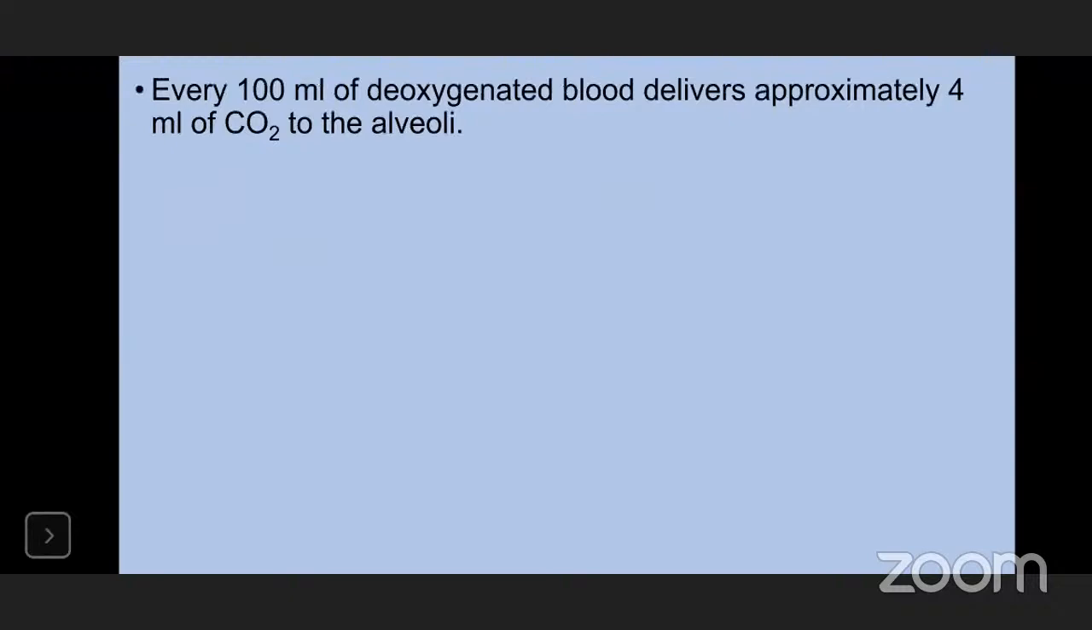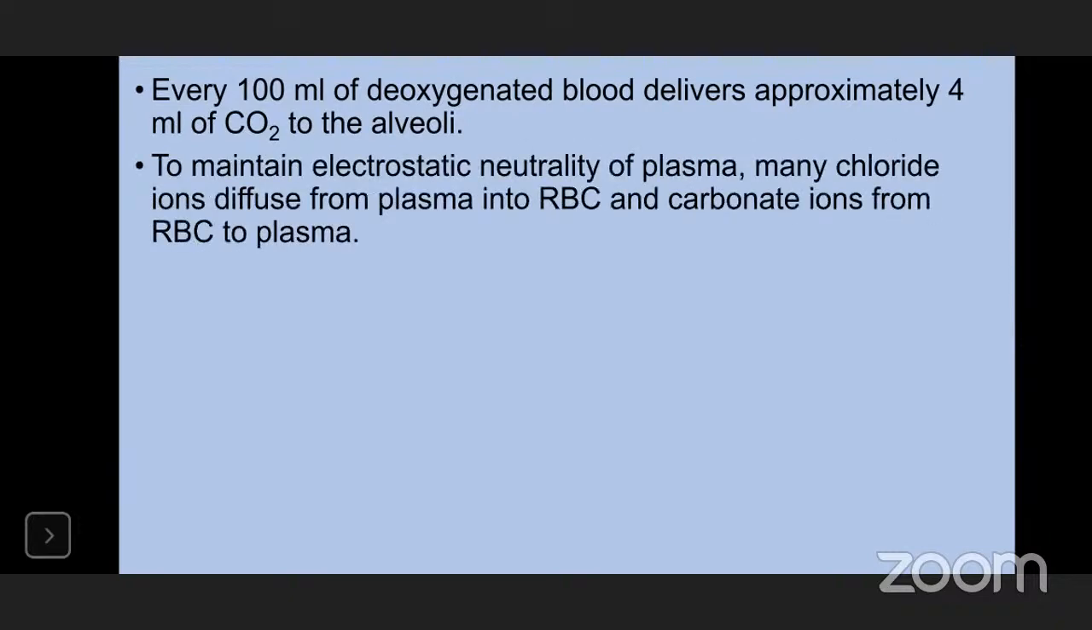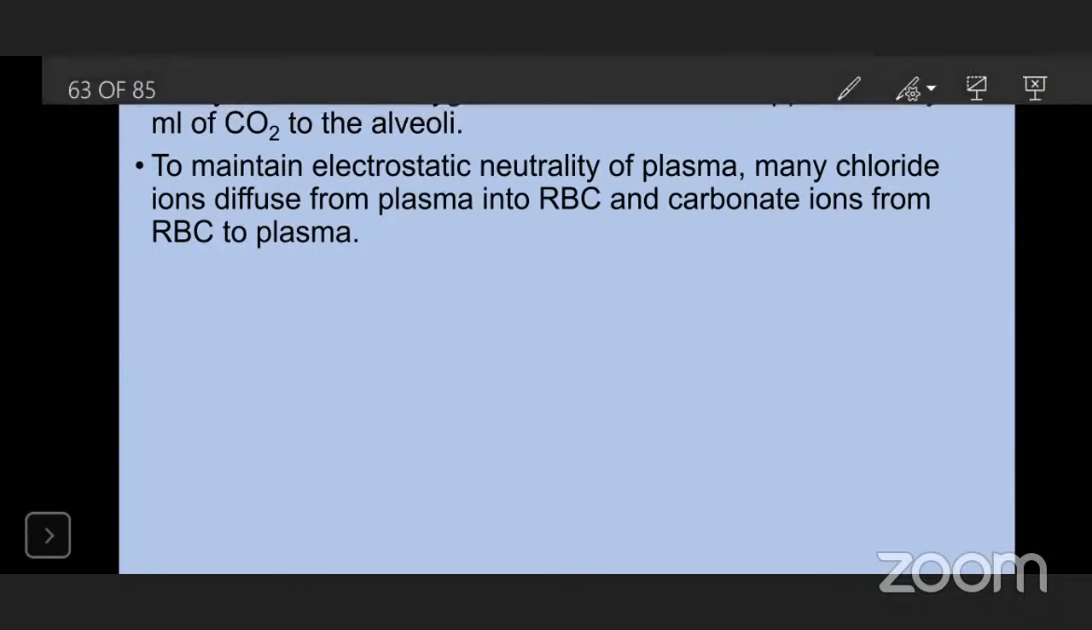Next, every 100 ml of deoxygenated blood delivers approximately 4 ml of carbon dioxide to the alveoli. So every 100 ml of deoxygenated blood going to the alveoli will deliver about 4 ml of carbon dioxide. And to maintain the electrostatic neutrality of plasma, many chloride ions will diffuse from plasma into the RBC and bicarbonate ions from RBC to plasma. So this is what we have seen in the chloride shift.